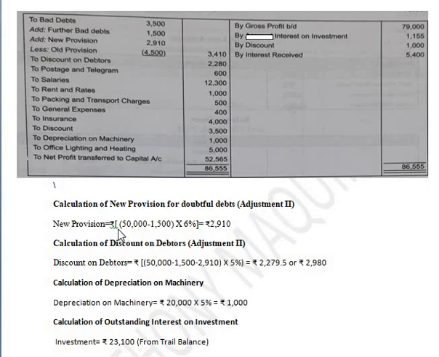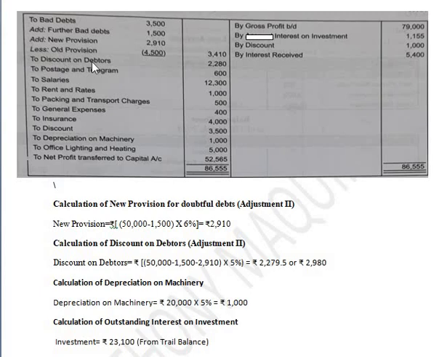So you have to take debtors. Remember, the amount of debtors on the trial balance is rupees 50,000. Then you minus the further bad debts, into 6%. Remember, this is the new provision rate, so it will come to rupees 2,910. So you'll get here 2,910. Then you less the old provision. This old provision of rupees 4,500 you'll get from the credit side of the trial balance. So the bad debts figure will be 3,410.